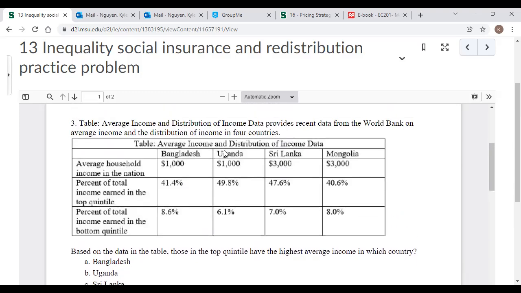Anyways, going on to 3. Table. Average income and distribution of income data provides recent data from the World Bank on average income and the distribution of income in 4 countries. Let's look at each of these. Bangladesh is 1,000, Uganda is 1,000, Sri Lanka is 3,000, and Mongolia is 3,000.